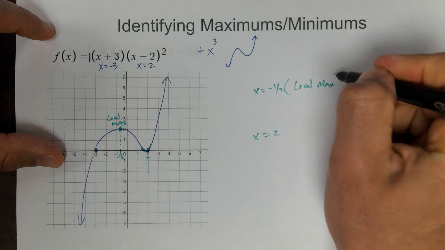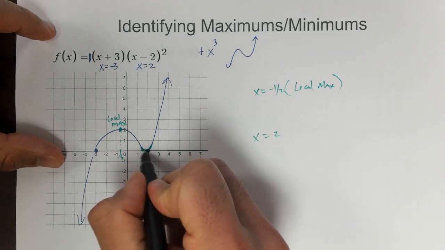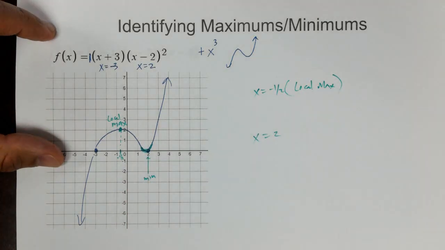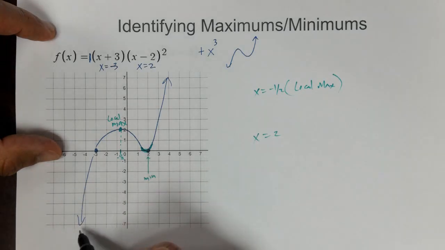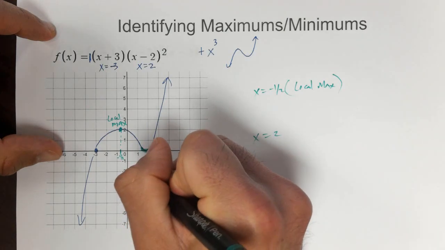Yeah, this is a local maximum. And then it dips down to the bottom. Here we have a bit of a dip or a valley. We're going to call this a minimum. Is it the lowest point of the graph? No, because there's even lower points down at -infinity. So we're going to call this one a local minimum.